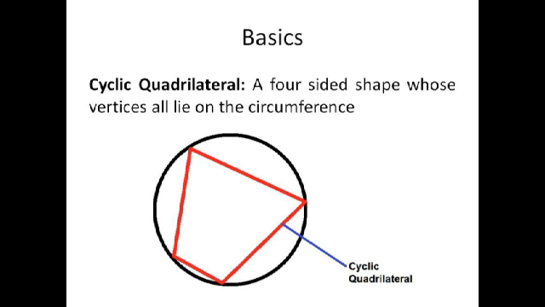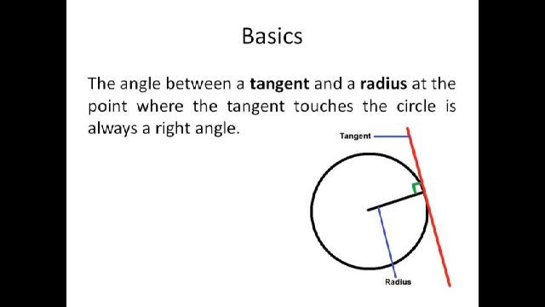A cyclic quadrilateral is a four-sided shape whose vertices, or corners, all lie on the circumference like that red shape. A radius is a line coming from the centre of a circle to the circumference, and when it touches a tangent, you'll get a right angle, like that green right angle there, because you can always have a radius at any different angle, but the one that touches the tangent will be a right angle.